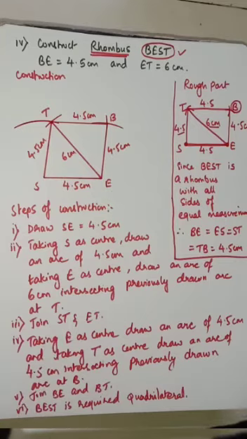So this finishes the first part of practical geometry, that is, to construct the quadrilateral when 4 sides and 1 diagonal are given. Next we will see the second type, that is, when 2 diagonals and 3 sides are given.